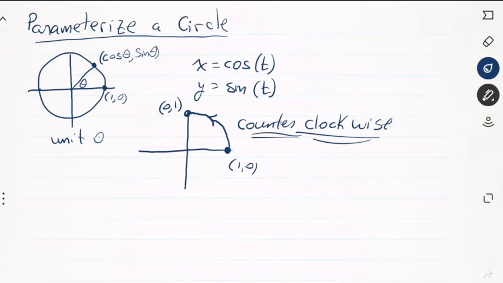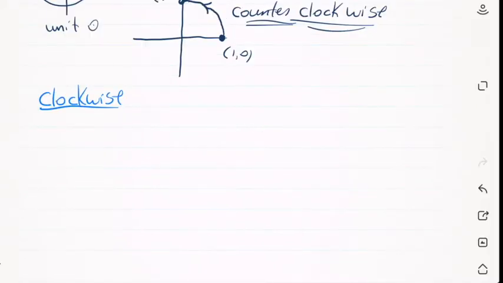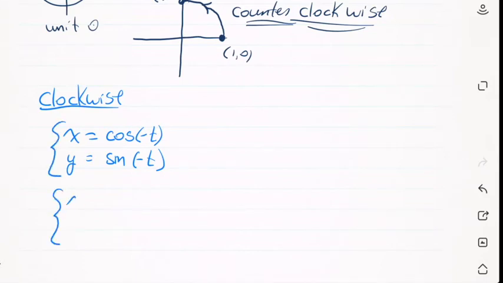So if we want an orientation to be clockwise, one way to do it would be to change the t's. So let's see what happens. If I want clockwise, then I can parameterize this to be x is equal to cosine of negative t, and y is equal to sine of negative t. Now, if you remember your identities for negative angles and cosine being an even function, that's the same thing as x is equal to cosine of t, and y is equal to negative sine of t.